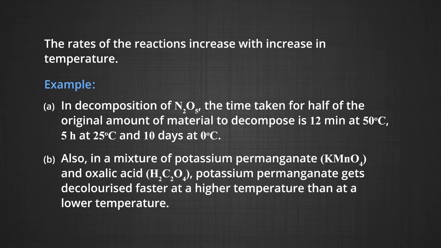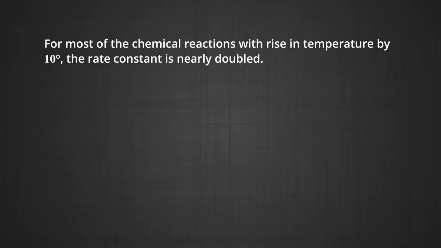Also, in a mixture of potassium permanganate, that is KMnO4, and oxalic acid, H2C2O4, potassium permanganate gets decolorized faster at a higher temperature than at a lower temperature. It has been found that for most chemical reactions, with a rise in temperature by 10 degrees Celsius, the rate constant is nearly doubled. The temperature dependence of the rate of a chemical reaction can be accurately explained by the Arrhenius equation.